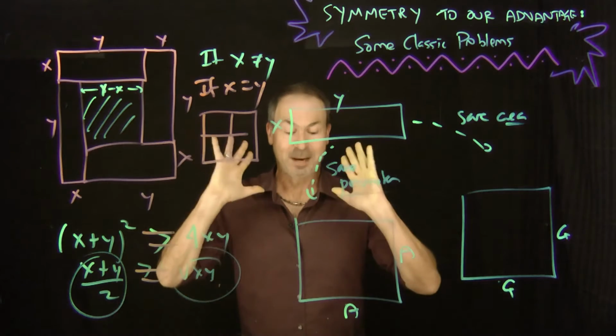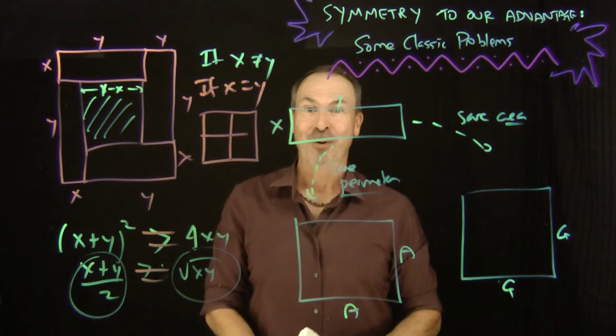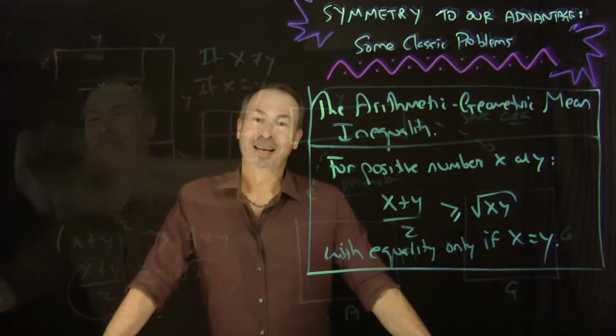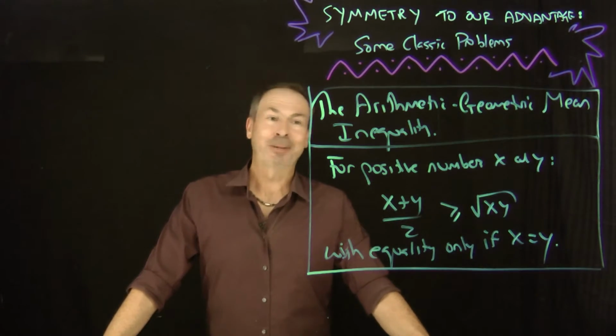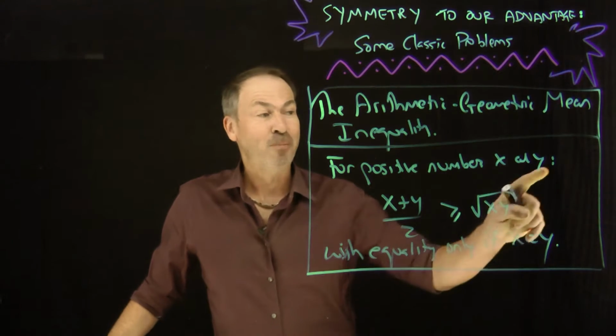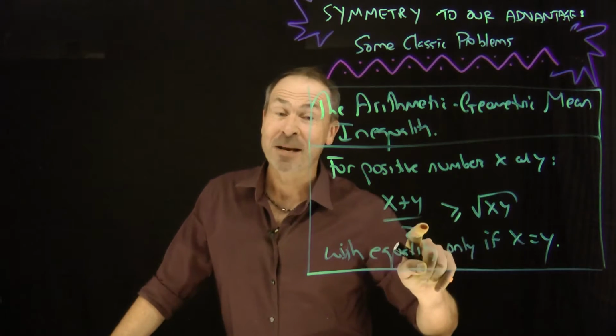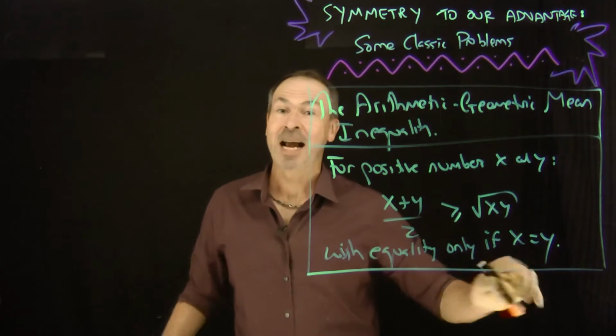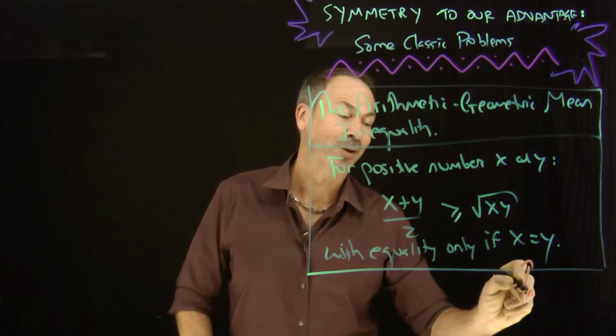And let me just write it up formally right here. So we have it on the board, and then we'll play with it. Let me clean the board though, back in a moment. Okay, so here it is, the arithmetic geometric mean inequality. For two positive numbers, x and y, their arithmetic mean is always greater than or equal to their geometric mean. And we have equality only if x equals y. That is, we have symmetry.